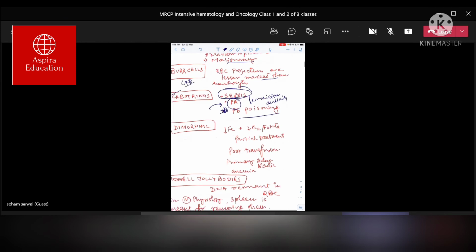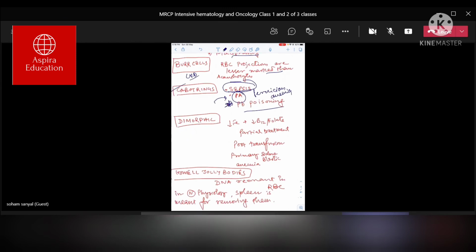Okay. Now, dimorphic picture: what is a dimorphic picture? Basically, two different morphologies of RBCs are present. There may be microcytes present, and there may be macrocytes also present in the same smear. How can that happen? It can happen due to partial treatment, due to combined iron and vitamin B12 and folate deficiency, just after a blood transfusion, and in primary sideroblastic anemia. So these are the places where we can find them.